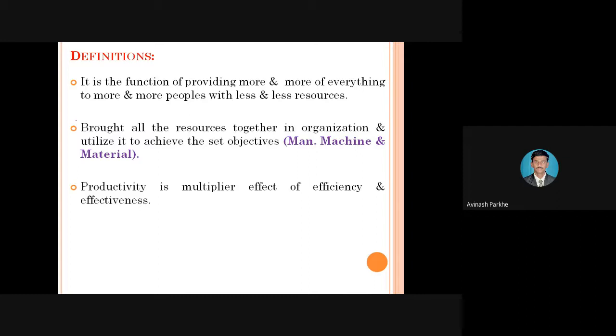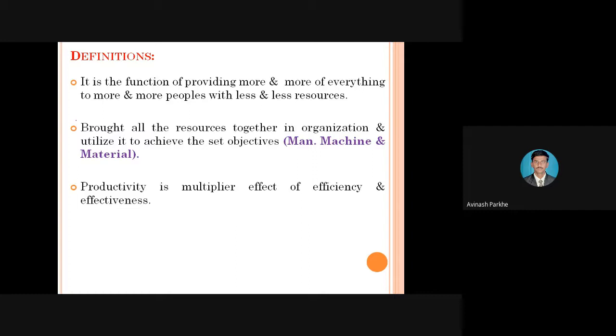Out of these three resources, if any one resource, for example, men, are not working properly, or if unskilled operators are available, the machines are not properly operable, or there is no proper raw material available in the industry, means if any one parameter is missing, automatically it is not possible to achieve the objectives. Therefore, productivity means bringing all the resources together in your organization and utilizing them.